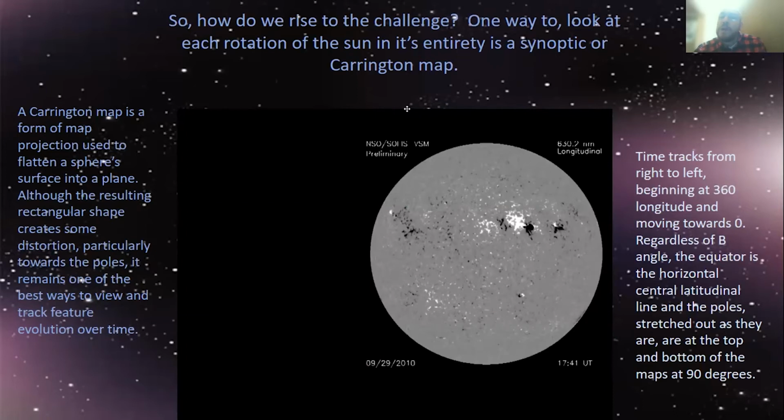So time tracks from right to left, beginning at 360 on the right and moving towards 0 longitude on the left. The equator is the horizontal central latitude line, and the poles, stretched out as they are, are at 90 degrees in the northern hemisphere and 90 degrees in the southern hemisphere at the tops and bottoms of the maps.